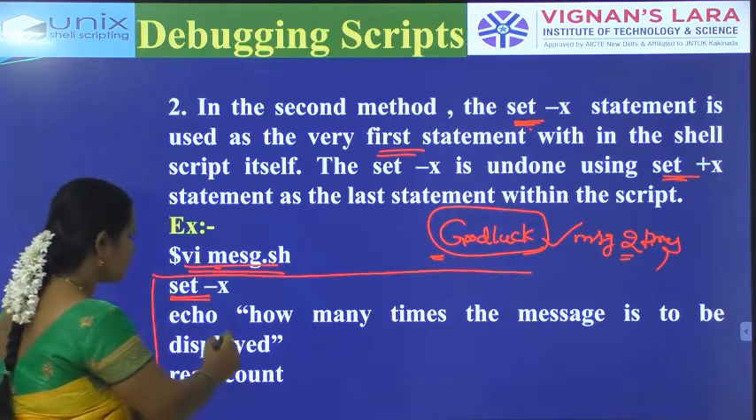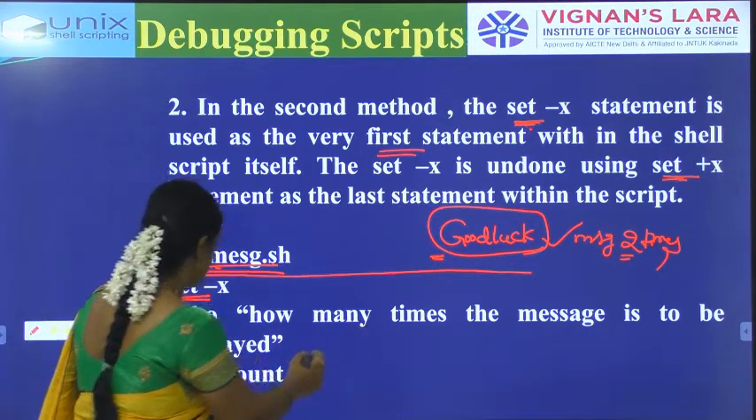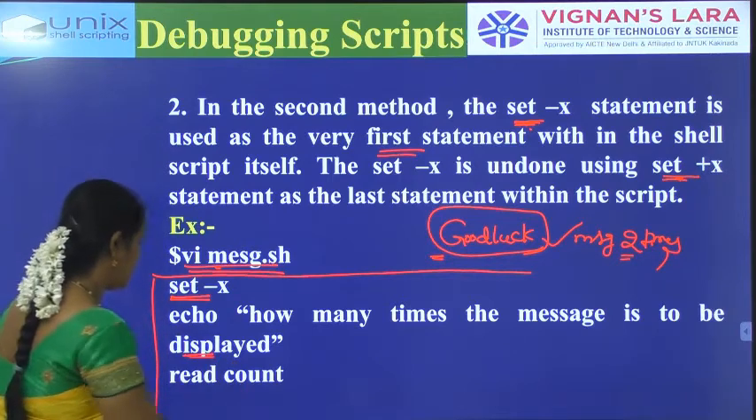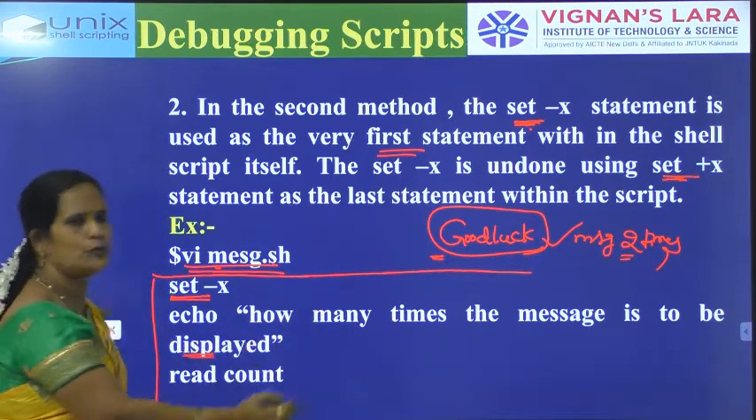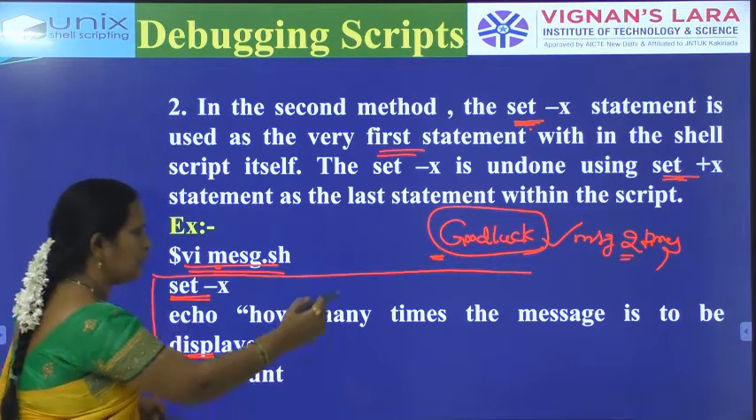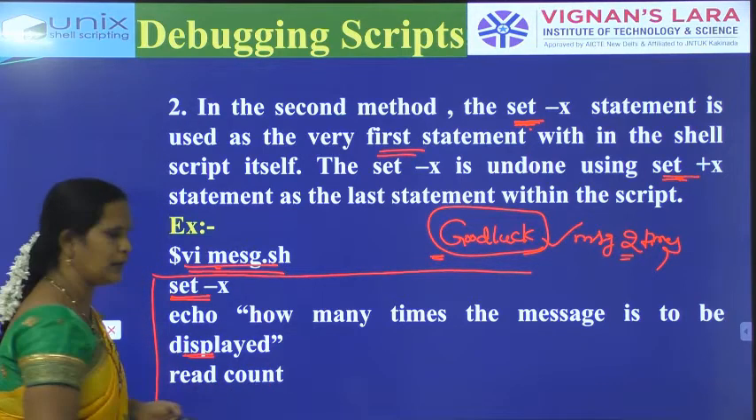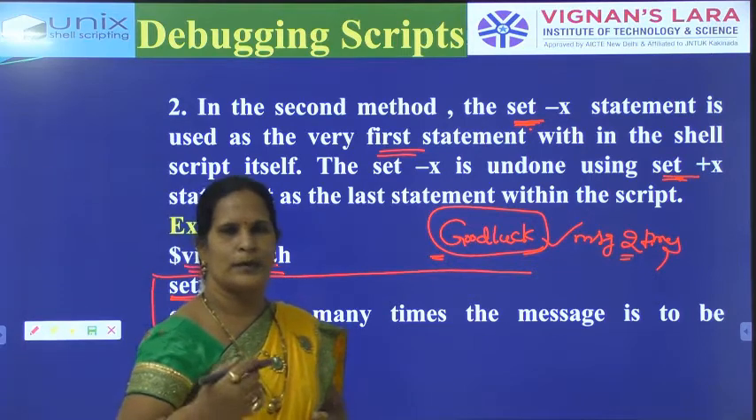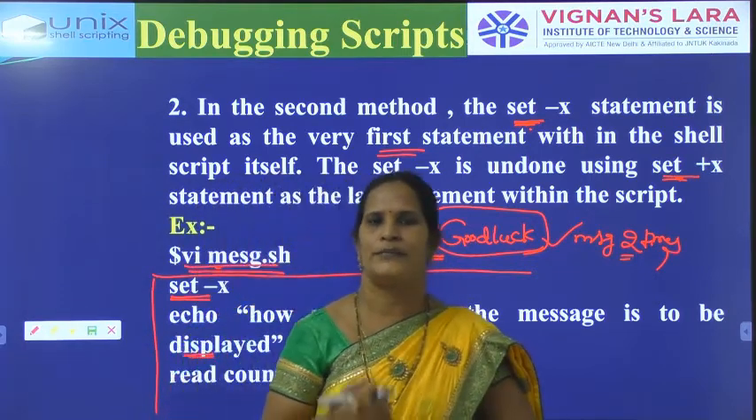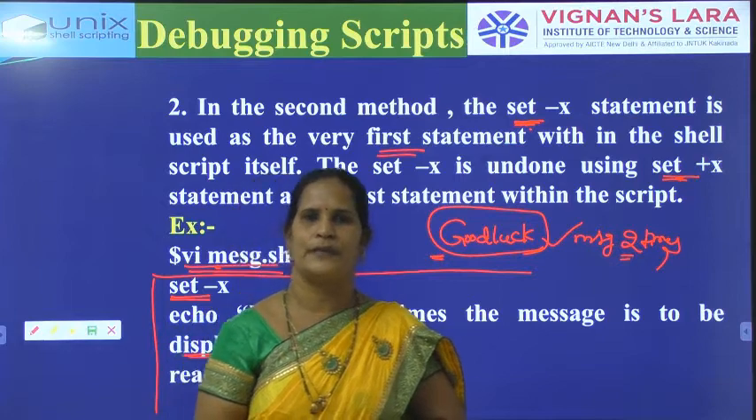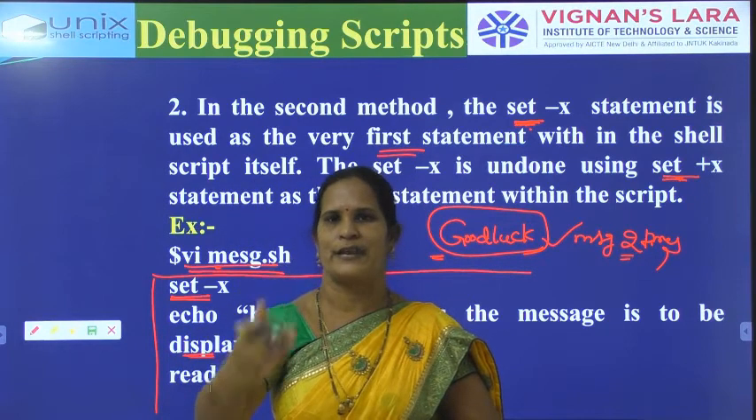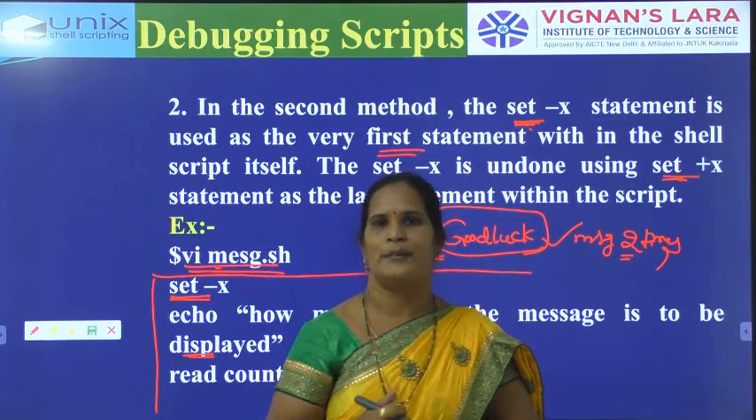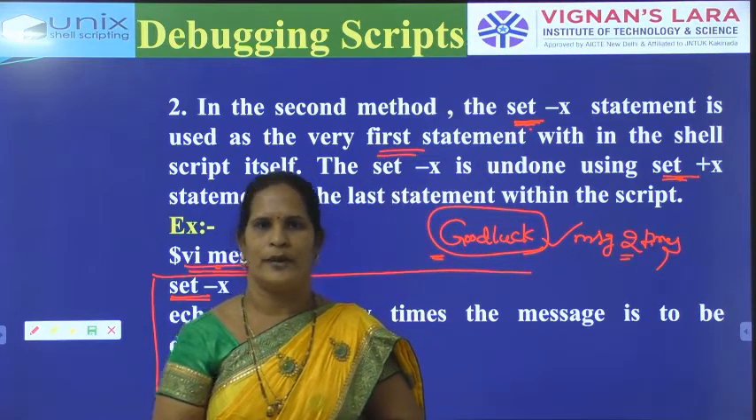So how many times is the message to be displayed? I am giving the value 2 to the count variable. In order to read the count, here I used one variable, that is count: read followed by count. I already explained the read statement. What is the purpose of the read statement? Whenever there is a need to give input to the shell script at runtime, at that time we use the read statement: read followed by variable name.